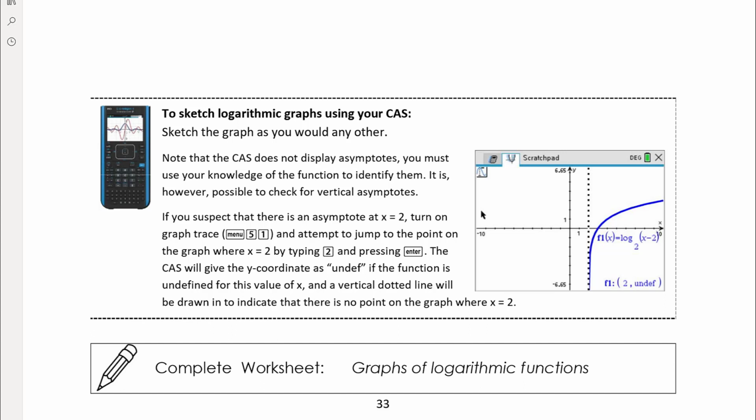Press enter and it'll jump to the point where x equals 2, and because x equals 2 is not a point on this graph, it'll mark that point as undefined, and it'll draw that horizontal line, and you'll be able to get a sense of whether you think, yes, in fact that is the asymptote. It's not a precise way of working out the asymptote. You really need to be able to understand about log graphs and where it is so that you can draw it in at the right place.